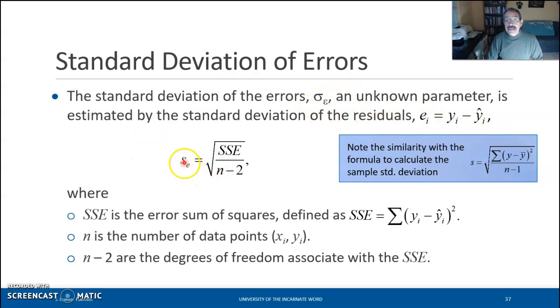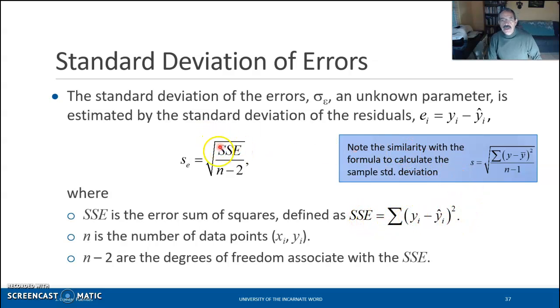So the standard deviation of the residuals is defined as the square root of the sum of squares of the errors divided by n minus 2, where this sum of squares of the errors is just the sum of the squared residuals, which is y sub i minus y sub i hat, squared. n is the number of data points, x sub i, y sub i, and n minus 2 are the degrees of freedom associated with this sum of squares of the errors.